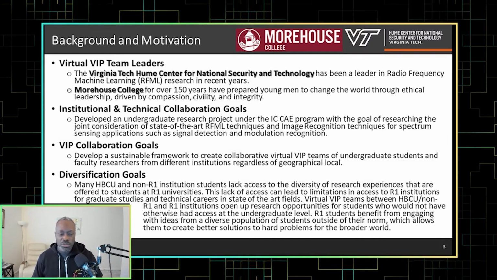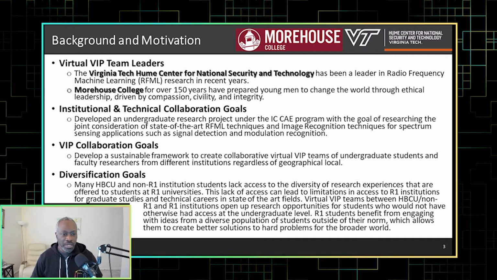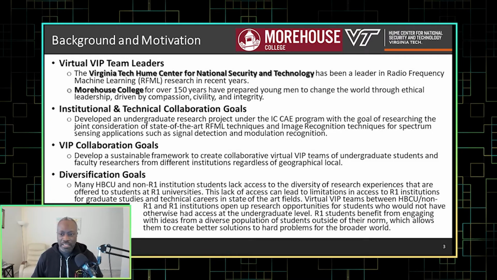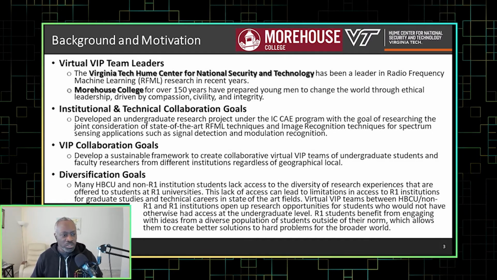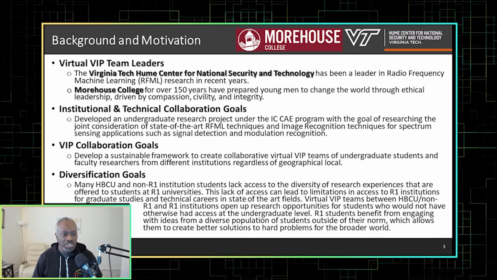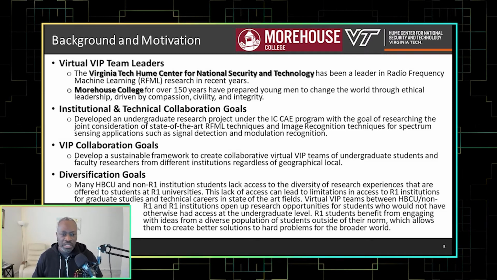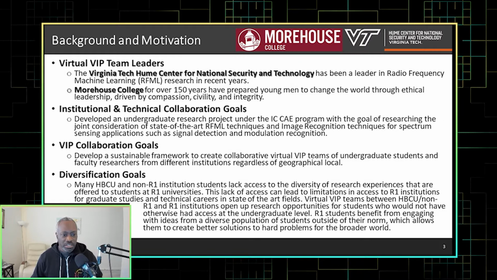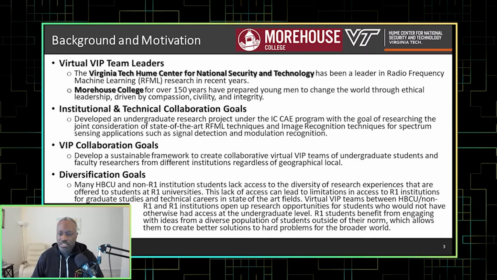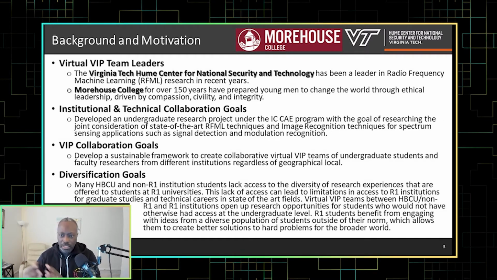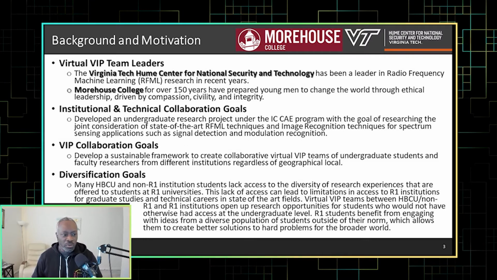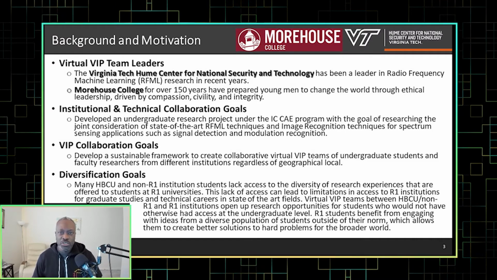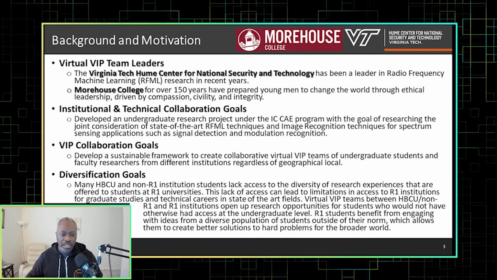We have some institutional goals that we're trying to do through the ICCA program, which stands for Intelligence Community Center for Academic Excellence. And our goal in terms of research is this joint collaboration of state-of-the-art RF technology and image recognition for spectrum sensing applications, right? Such as signal detection and modulation recognition. From a team goal, from a VIP goal, we're trying to create this collaboration to develop a framework between institutions that can be replicated in other places.